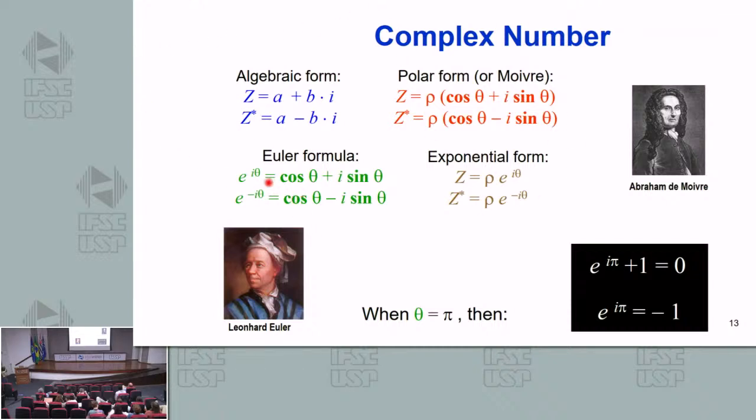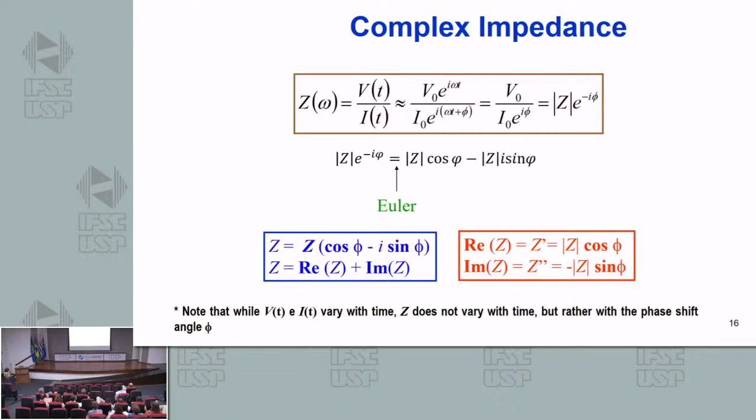e to the i theta equals cosine theta plus i sine theta. This seems complicated, I don't think so, but when theta equals pi, we can say e to the i pi plus 1 equals 0, because cosine pi equals minus 1 and sine pi equals 0, okay? This is really a super formula. Why? It is really very complicated to imagine.